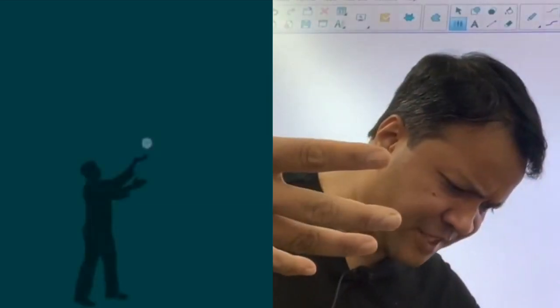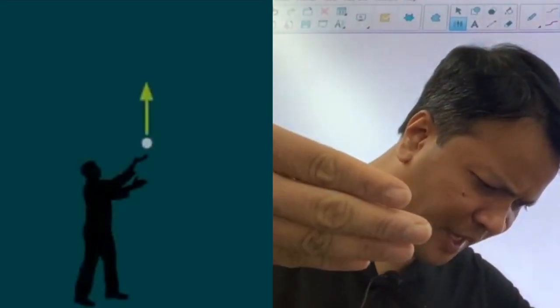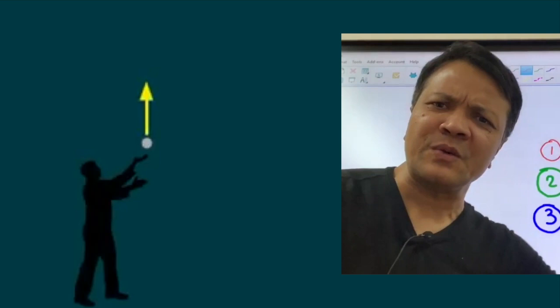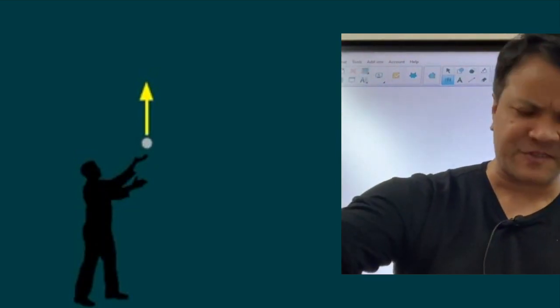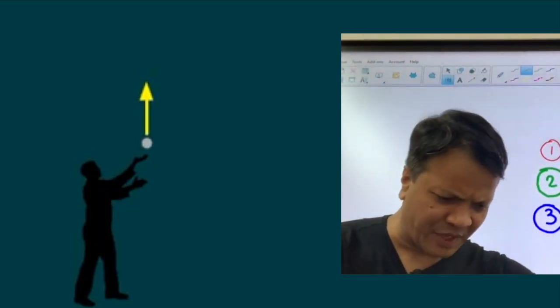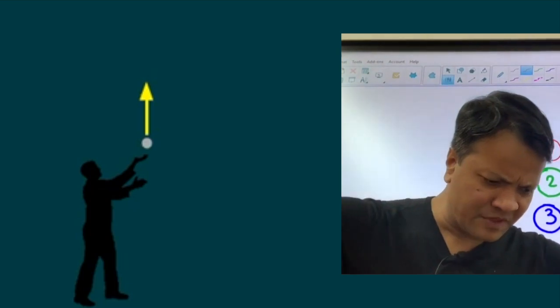There are three types of free fall: dropping, throwing downward, and throwing upward. Today I'm going to teach you throwing upward with 15 meters per second. I'm going to show you 6 vectors.